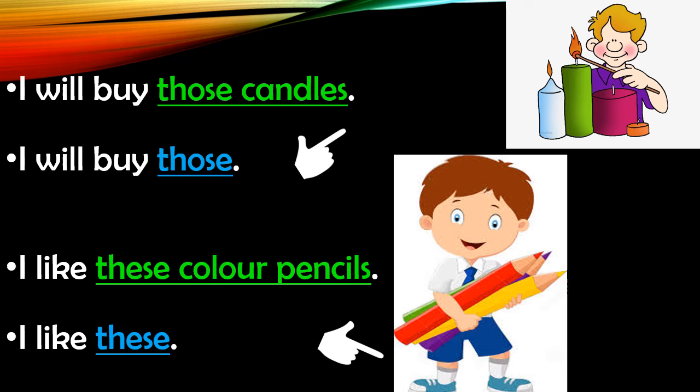Look at example number 2. I like these color pencils and I like these. Here these, the demonstrative, is being followed by color pencils, so it becomes a demonstrative adjective. And in the second example, I like these, the demonstrative these stands alone, so it becomes a demonstrative pronoun.